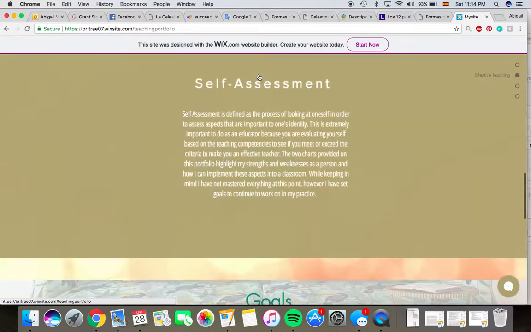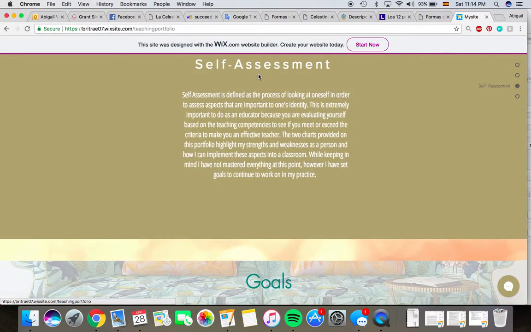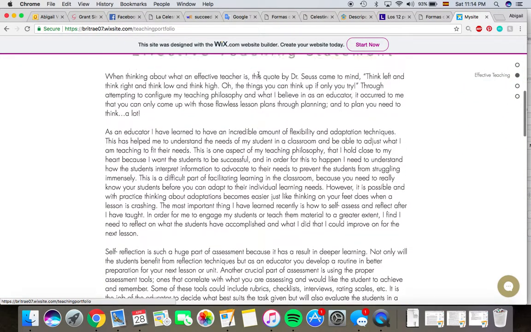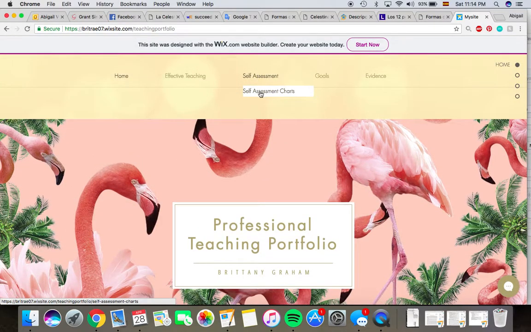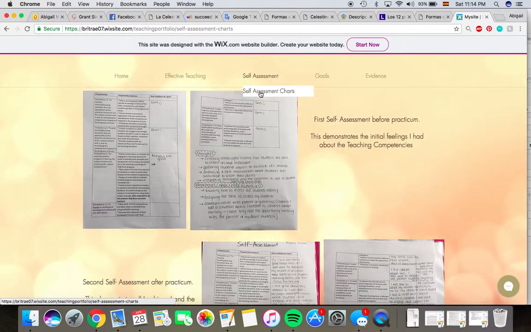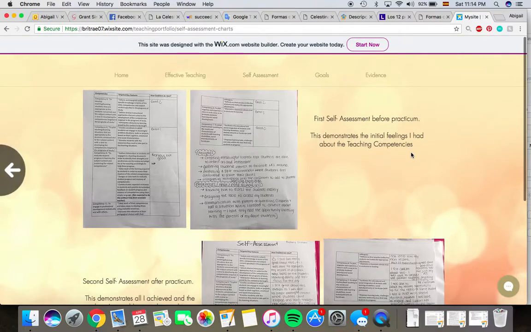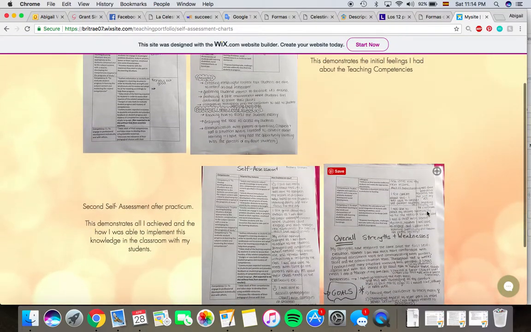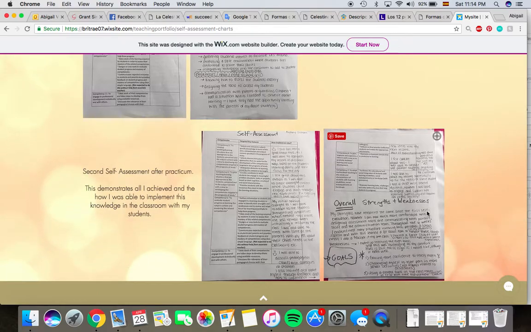If you click on self-assessment, it'll bring you to a little blurb I've written about how it's defined as the process of looking at oneself in order to assess aspects that are important to one's identity. And I talk about how this is extremely important being an educator. But I've also attached my self-assessment charts to see the growth that I've come from the first self-assessment before practicum, demonstrating the initial feelings I had about the teaching competencies, and then you can see in the second self-assessment what I've achieved being at practicum and the new goals I've set for the next year.